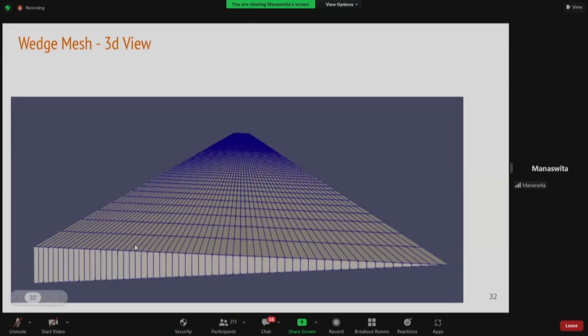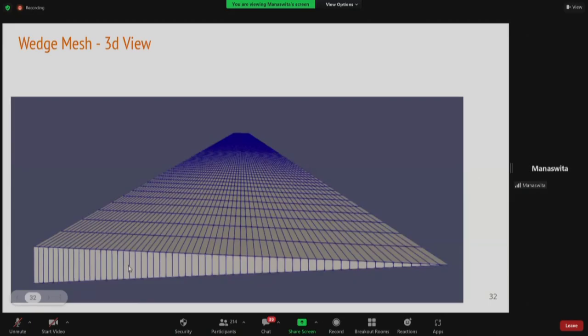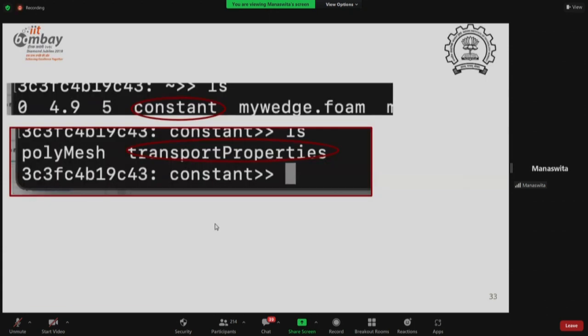In a laminar flow, we really don't expect much to happen, so gradients move smoothly. That's why in the flow direction it is a uniform mesh, and in the theta direction there is only one cell. So this is also 1. This is how the mesh looks.